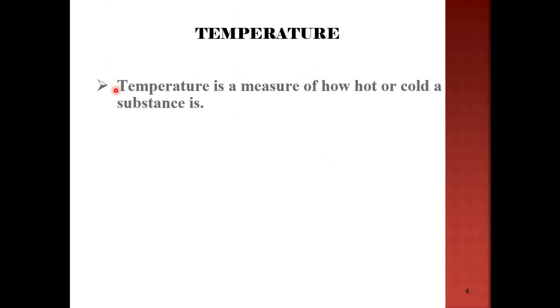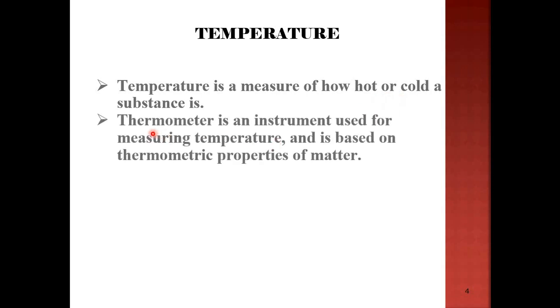So this is the definition of temperature. It says temperature is a measure of how hot or cold a substance is. So you have the thermometer. What is a thermometer? A thermometer is an instrument used for measuring temperature. Normally we use a thermometer nowadays, and it's based on the thermometric properties of matter.